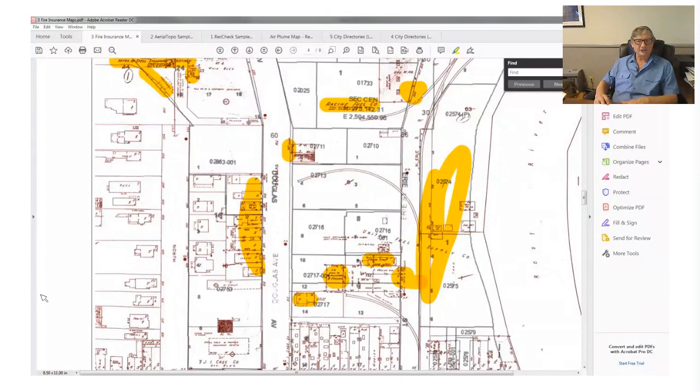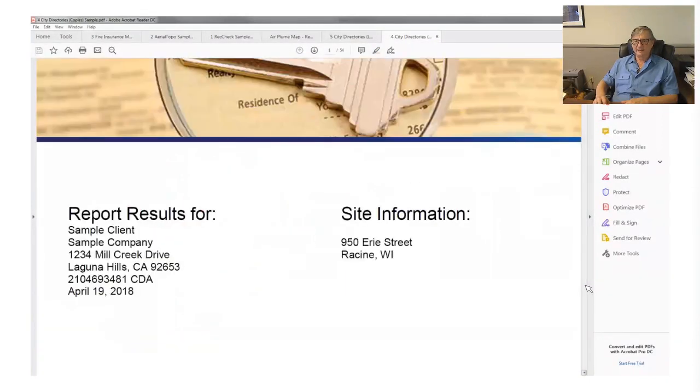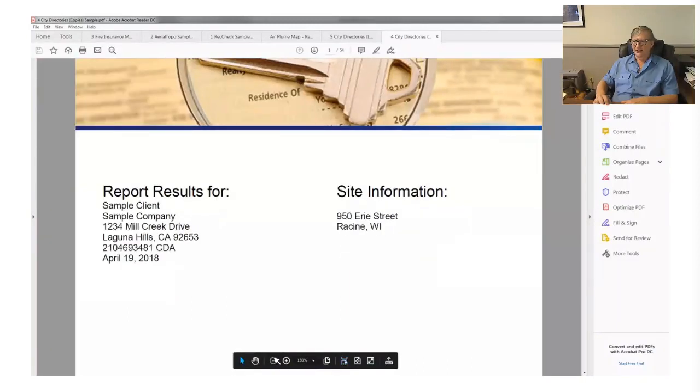So if there isn't any other questions on these fire insurance maps, remember we can't cover everything. Let's go ahead and do city directories real quick. See if this is the right site. It sure is. Let's zoom out a little bit.